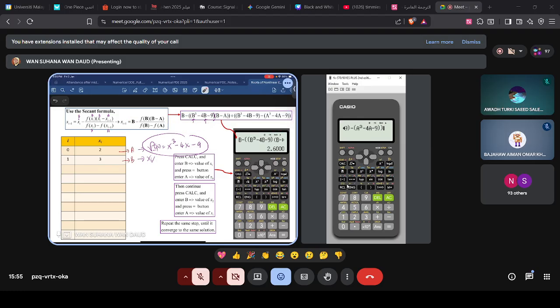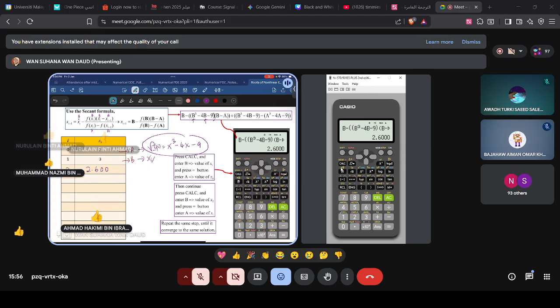Then press CALC, and the calculator asks you what is the value of B. Your B is equal to 3, equal. Your A is equal to 2, equal. Now you get 2.600 for i equal to 2. So far any question? Is it okay, class? Any questions so far?